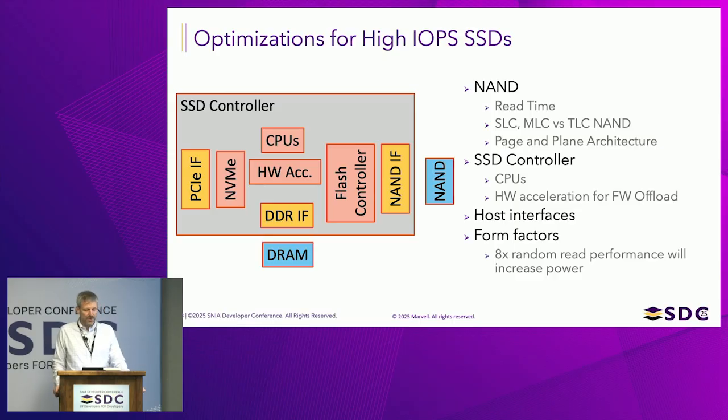Then on the SSD controller side, current SSD controllers are really optimized for 4K byte performance, as I've shown before. If you need to improve the IOPS by a factor of 8, you need to think about how you scale up the processing capability of the CPUs. Do you need to add more hardware acceleration into the controller to offload firmware, to get to your target performance in a power-efficient manner?